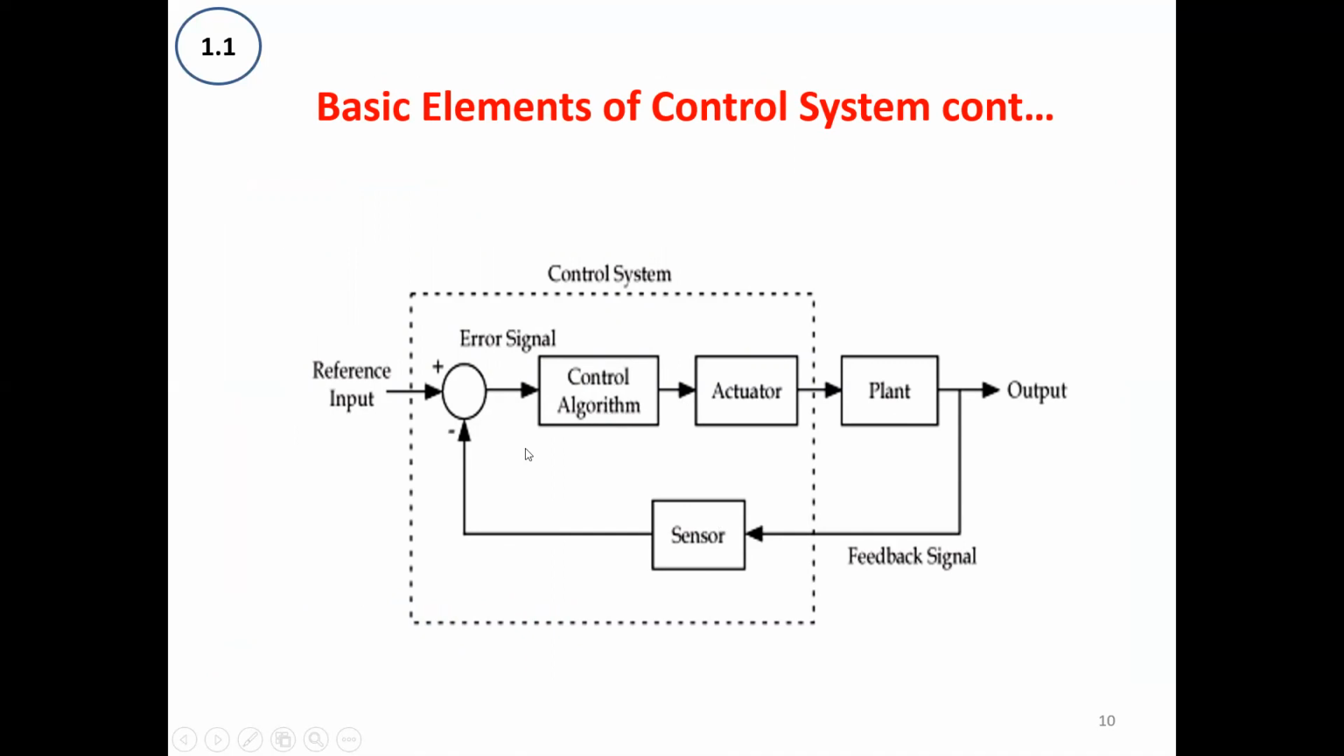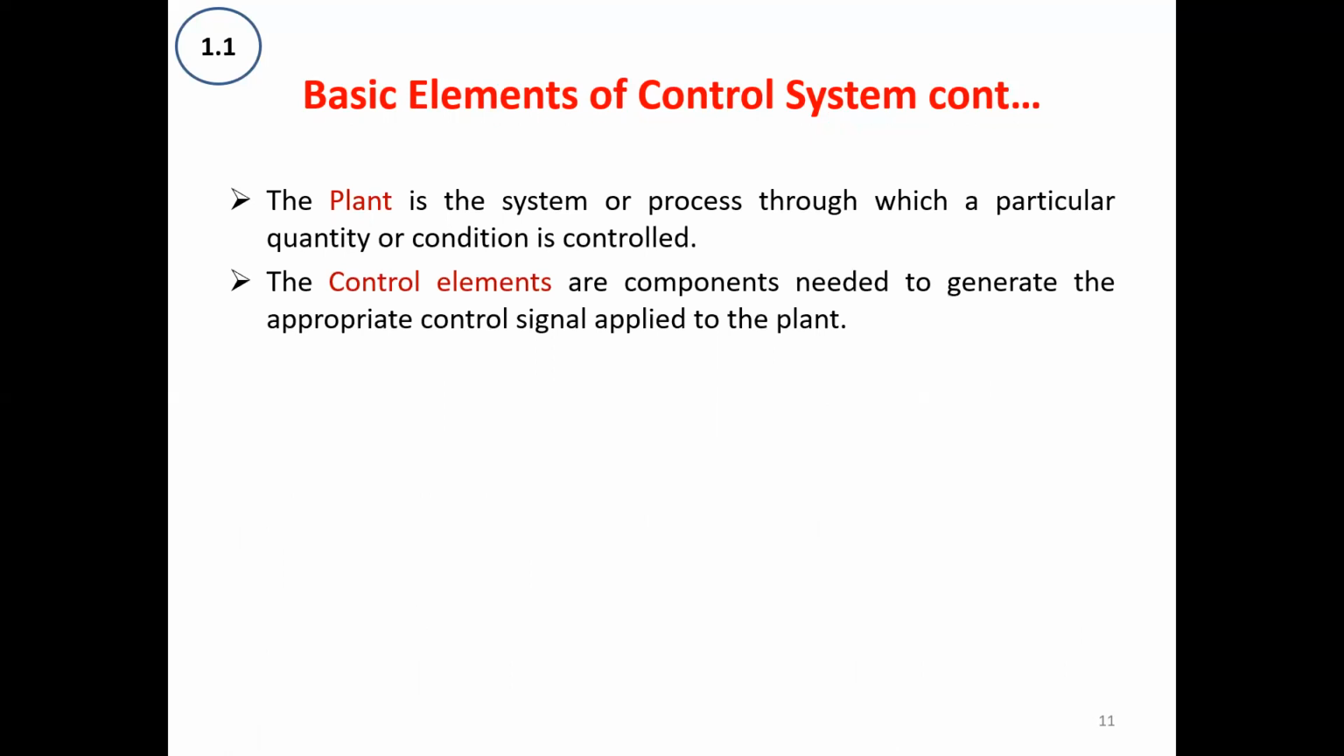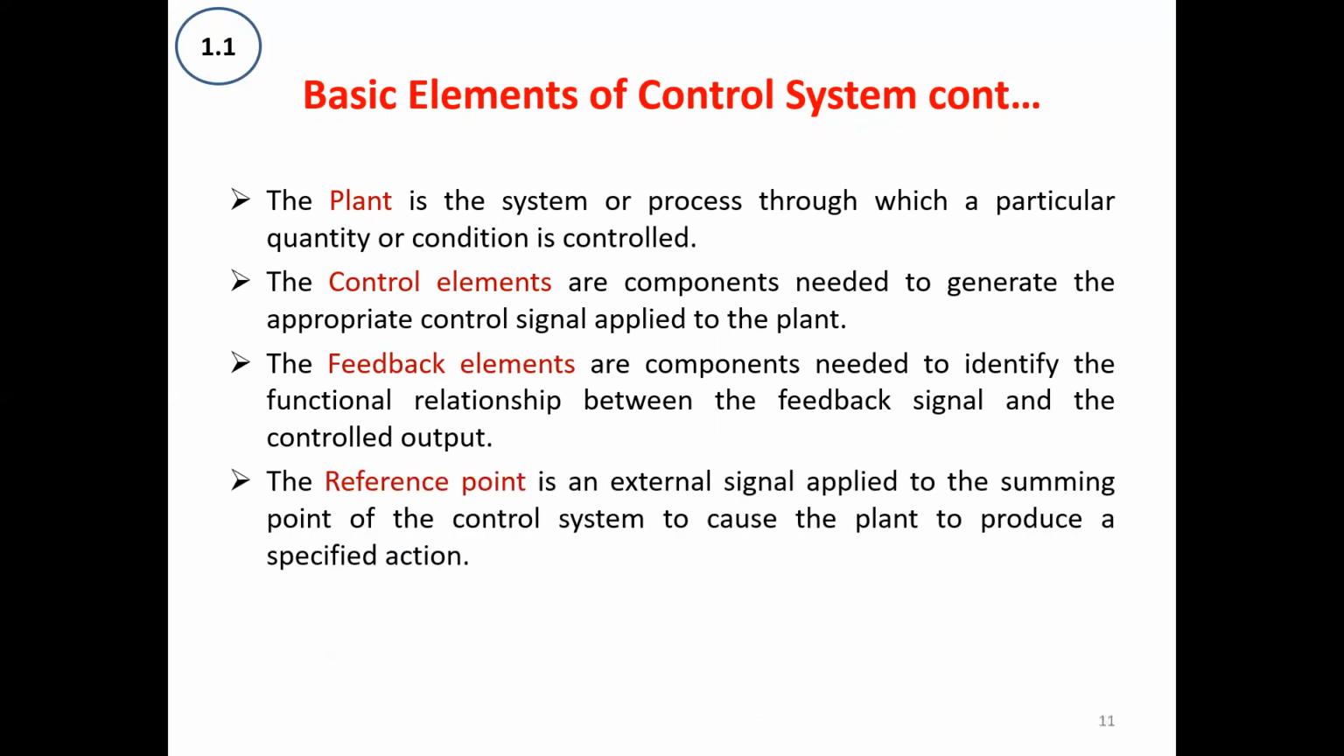So this is the control system where we are going to take the output as feedback to the input signal. That is the feedback signal, where the output is fed back to the input to get the desired signals. So basics of control system: the plant is a system or process in which a particular quantity or condition is controlled. Then control elements generate a control signal to the plant. Then with the feedback signal, we are going to get the desired output. So we are going to feed back the output to the input signal.